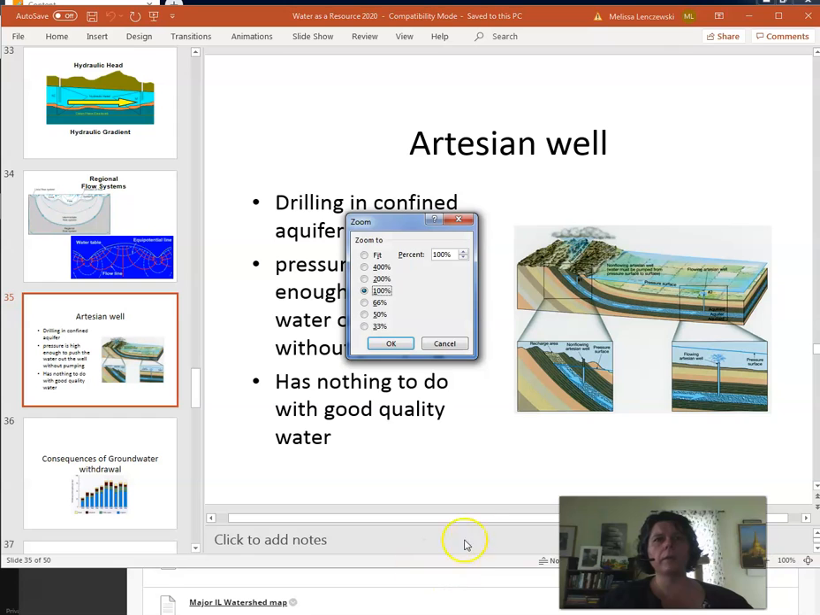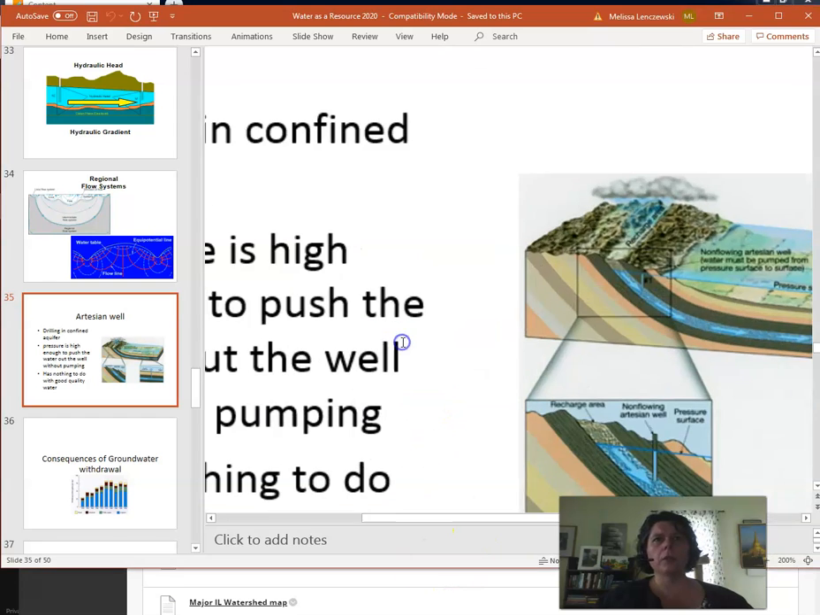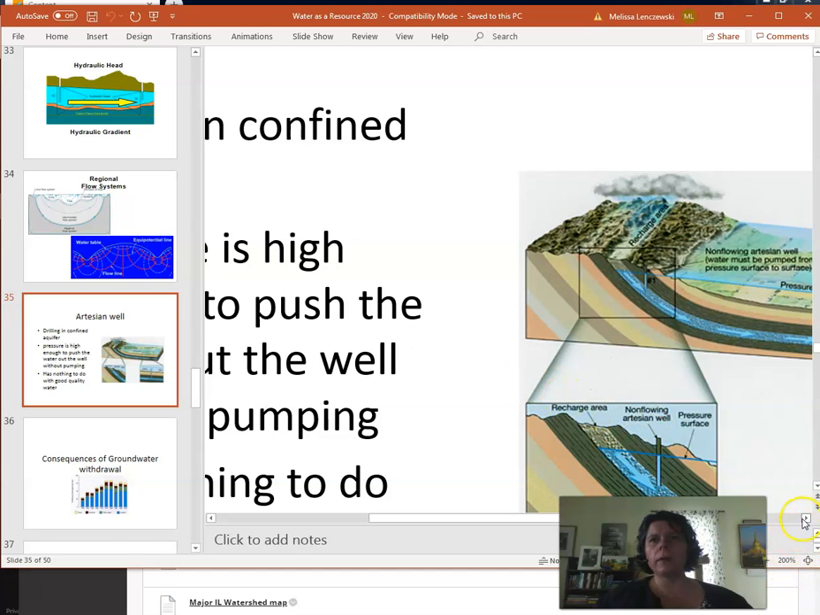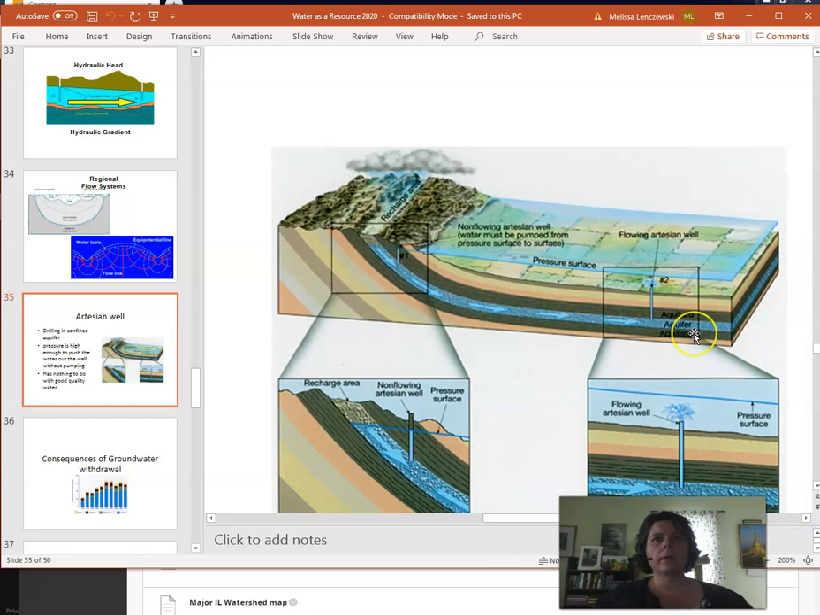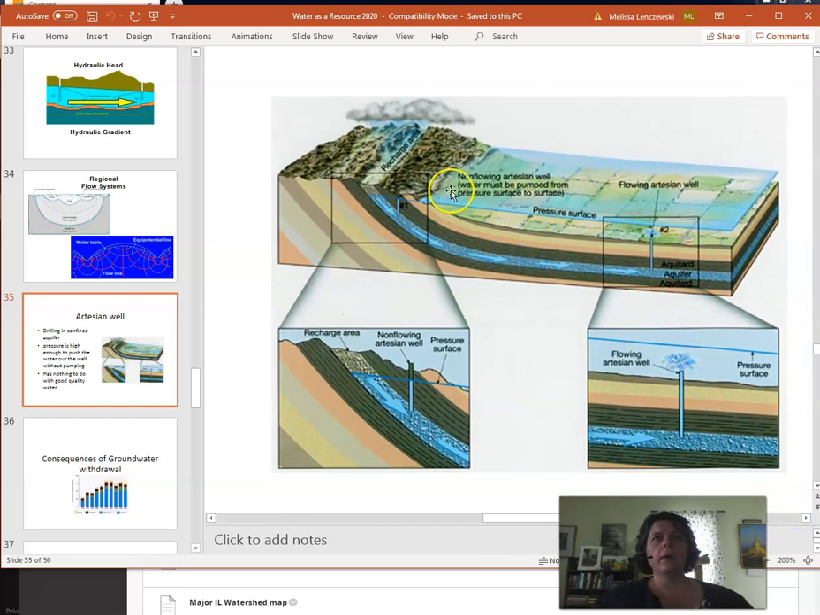So I'm going to focus in a little bit more. I'm going to go 200%. I want to talk about this picture over here. Let's see, I'll focus on it a little bit right here. Okay, so in this case, we have a mountain range next to farm fields. This would be analogous to what's going on in the Colorado area, but we can say wherever the recharge point is.